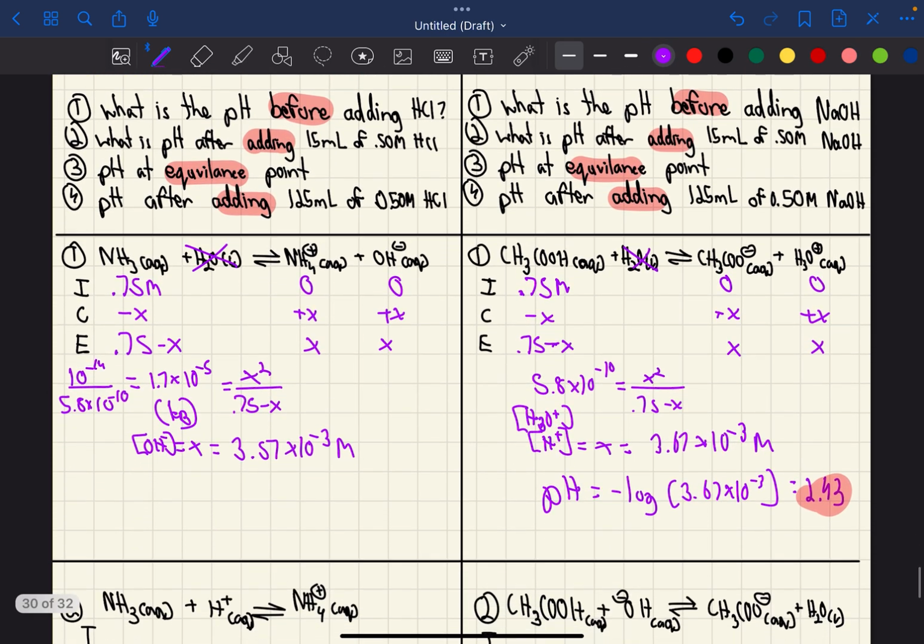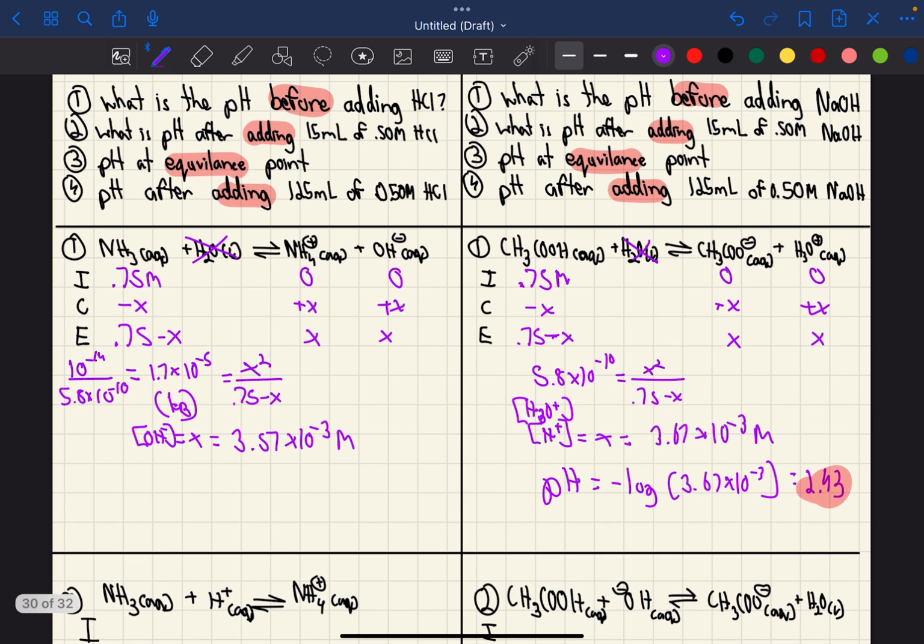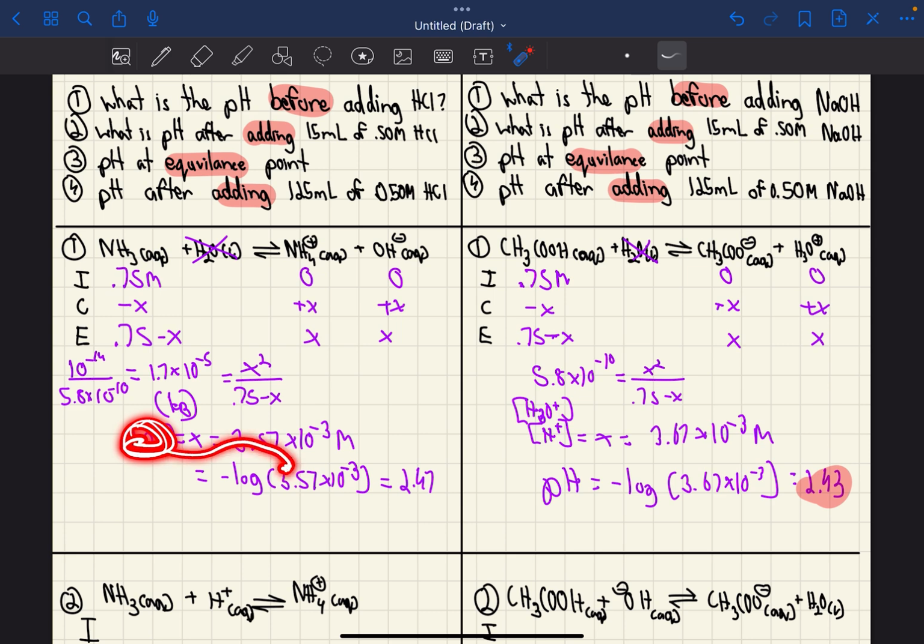But let's do the other one. If you were to do the same negative log of 3.57 times 10 to the negative 3, you get a value of, let's see what I get. I got 2.47. Now, question here. Is this the value of pH? Is this 2.47 the pH? No, it's the pOH, because you used OH concentration. You plugged OH concentration into the log equation. That's going to give you pOH, right?